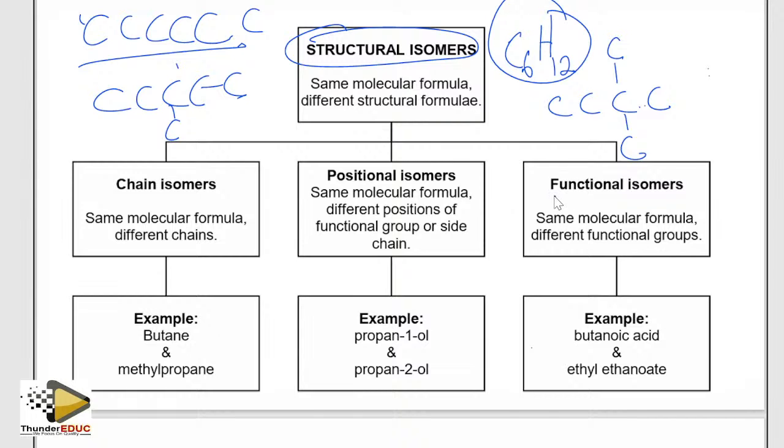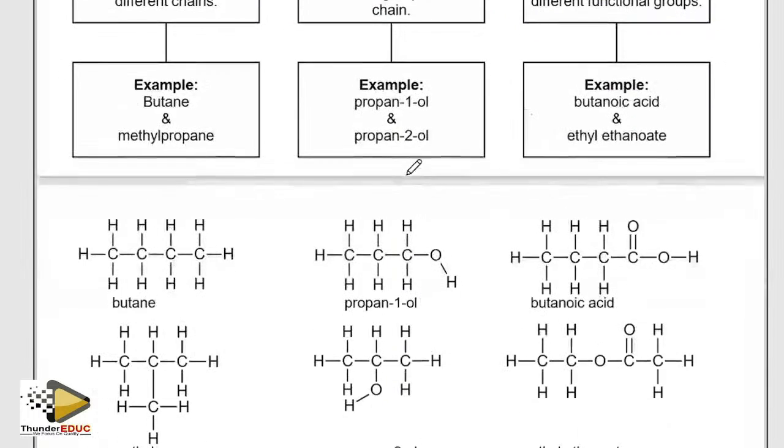Then you go to functional isomer. Here you change the functional group. For example, aldehydes and ketones, and then esters and carboxylic acids. So basically that is it. So let's go to questions and see.